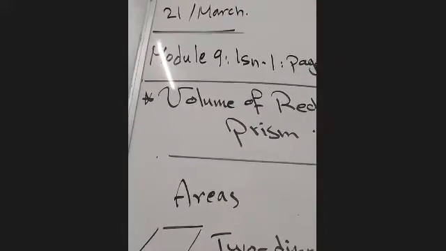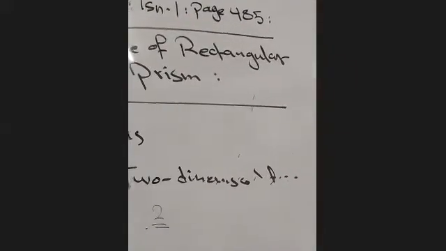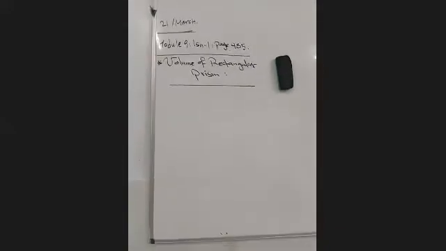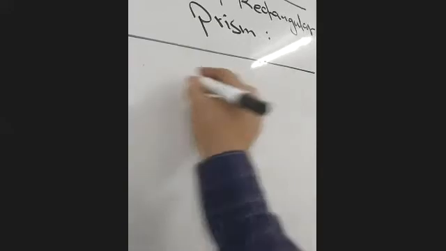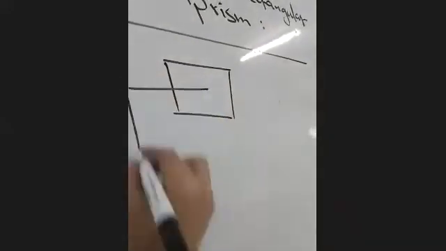Today we'll take volume of rectangular prisms. Now, what is the prism first? The prism is something like the room you are inside now, like a box. The rectangular prism, like a box, like this one.